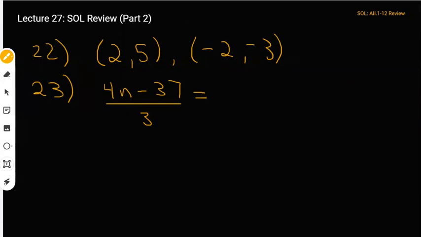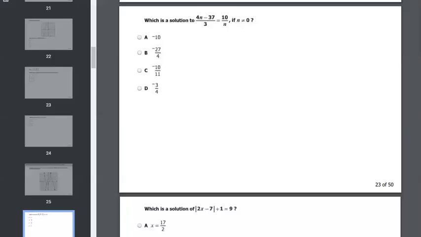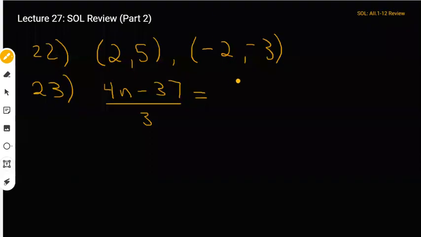And we're going to set that equal to what? 10 over n. And it says n cannot be equal to 0. That's obvious because if it was 0, then you would be dividing by 0 down here. And we can't have that.